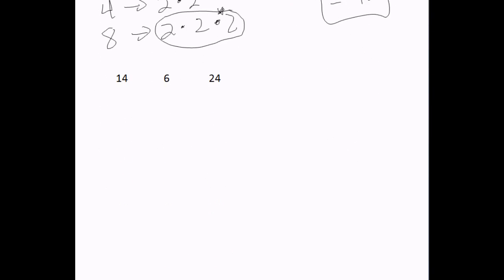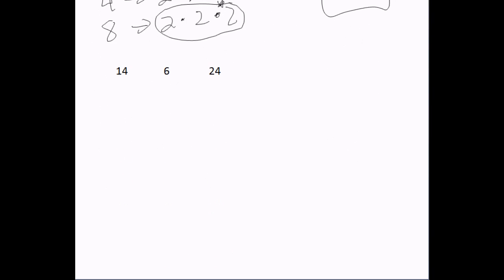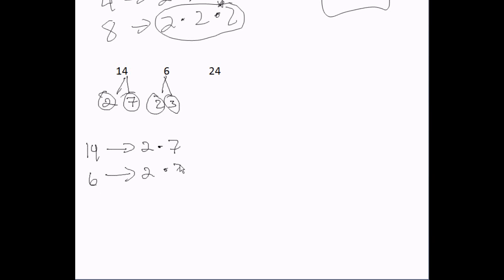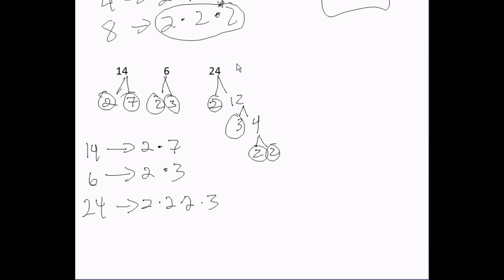And I have one quick more. That's prime factor 14. 2 times 7. These are both prime, so 14 is 2 times 7. 6 is 2 times 3. And 24 is 2 times 12. 12 is 3 times 4. 4 is not prime. 2 times 2. So 24 is 2 times 2 times 2 times 3.